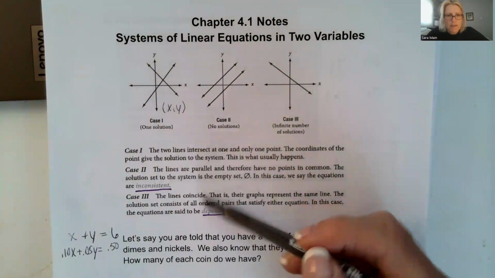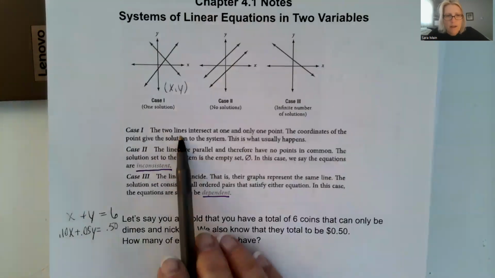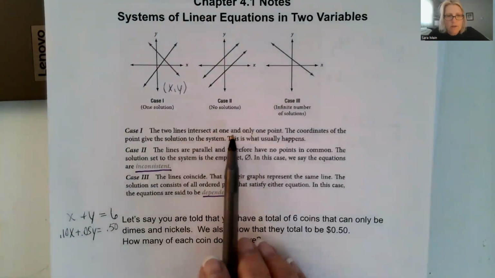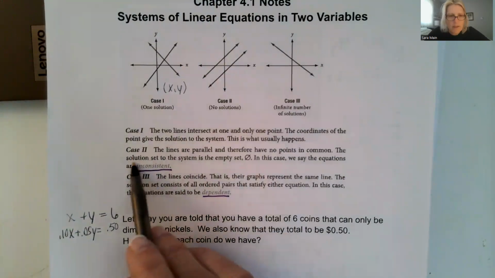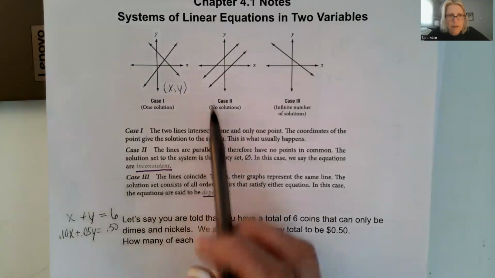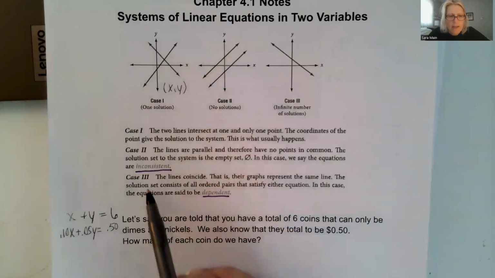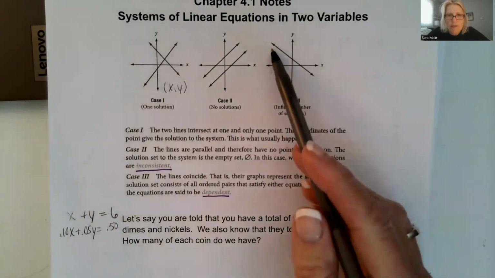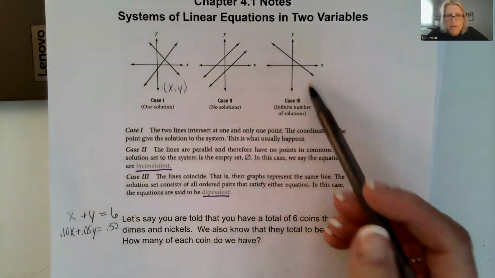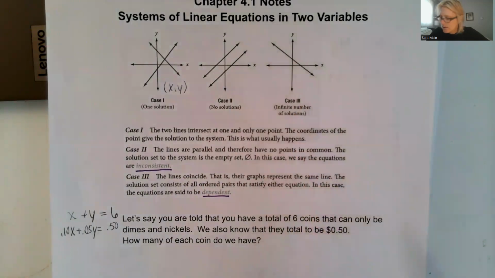They're also described here. So case one, they intersect at a single solution, x and y. Case two, we consider them right here to be inconsistent because they're parallel, they never touch. And case three is they're considered to be dependent because they're essentially the same line with infinitely many points as solutions.